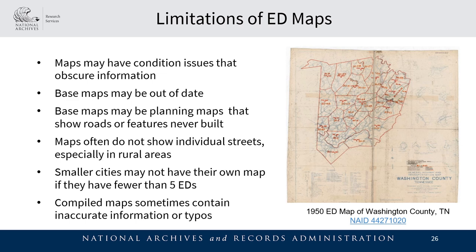Some maps, especially general highway base maps or those of more rural areas, do not show individual streets and may provide less details about an area. Maps for cities and towns often provide more information and show more details. However, smaller cities may not have their own map if they had less than 5 enumeration districts. We will next take a look at some examples.